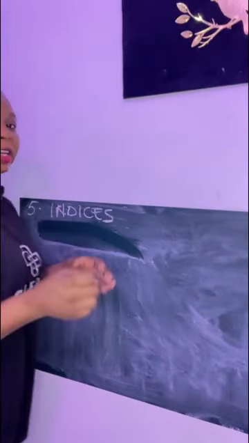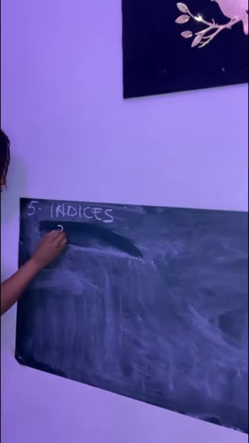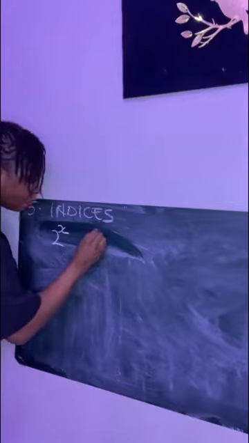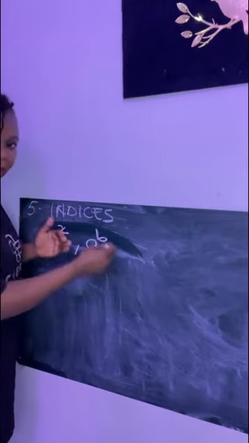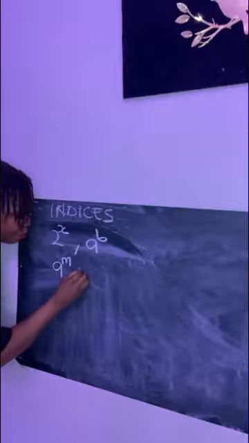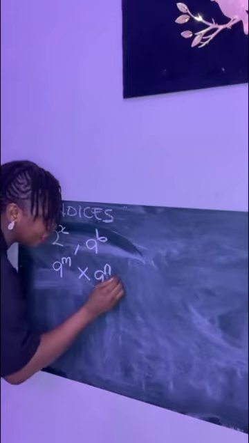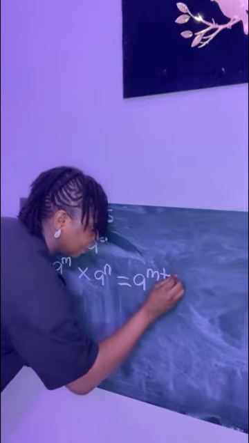And finally, we are going to be looking at indices. Here in indices, we are talking about powers. And what do we mean by powers? Something like this: 2 raised to the power of x, a raised to the power of b. So how do you solve equations involving things like this? We have formulas for doing that. For instance, if you have a raised to the power m multiplied by a raised to the power n, how do you go about it? That will be a raised to the power of m plus n.